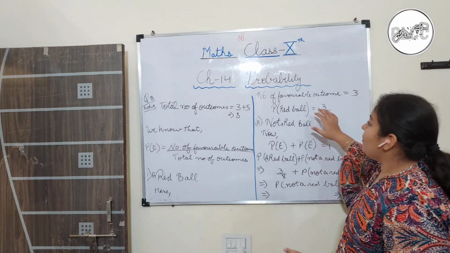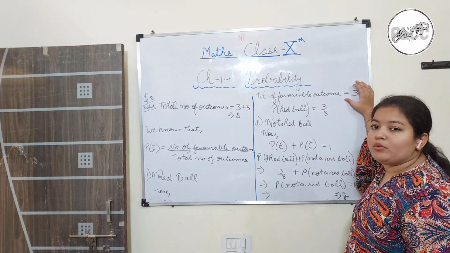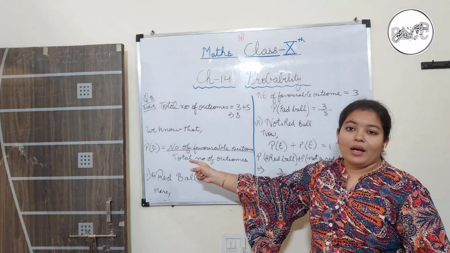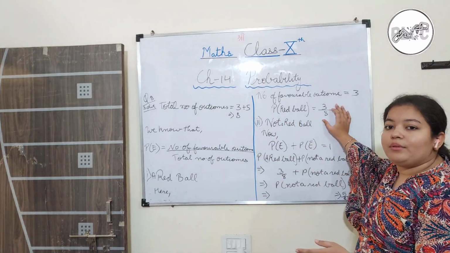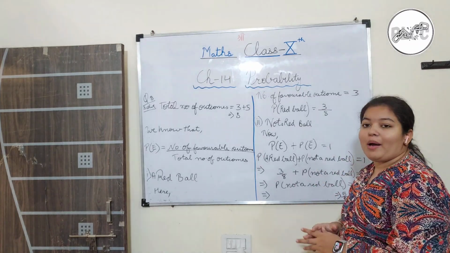Okay, so number of favorable outcomes, how many red balls are there? 3. So the number of red balls is 3, so the number of favorable outcomes will be 3. Then we have written probability of red ball. In the place of E, I have written the name of the event, that is a red ball. Then I have put in the values in the formula, and here's our answer. The first part of the question is done. Then the next part, not a red ball.